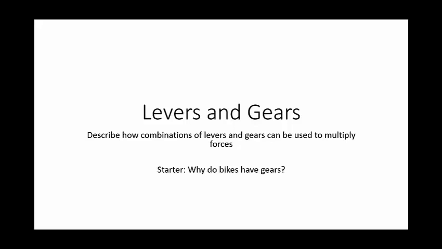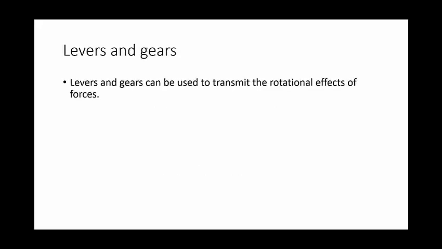Okay, so the reason that bikes have gears is to make it easier to cycle. It means that you have to apply less force to have the same effect. So it's reducing the amount of effort that has to be put in. Levers and gears are both used to transmit the rotational effects of forces.